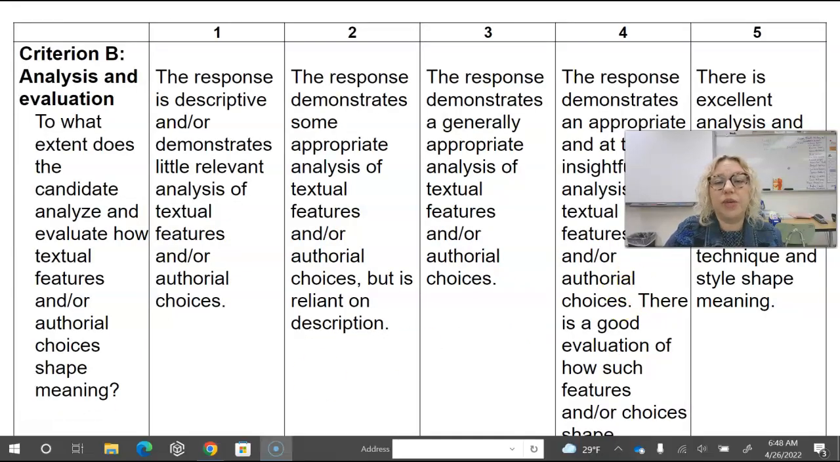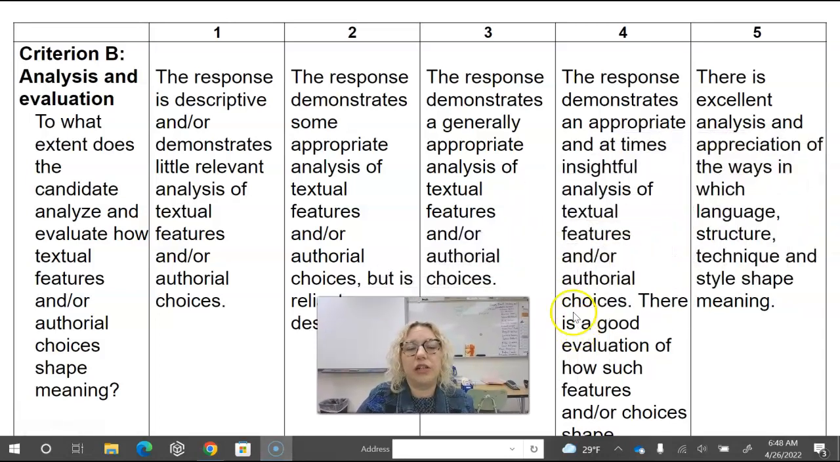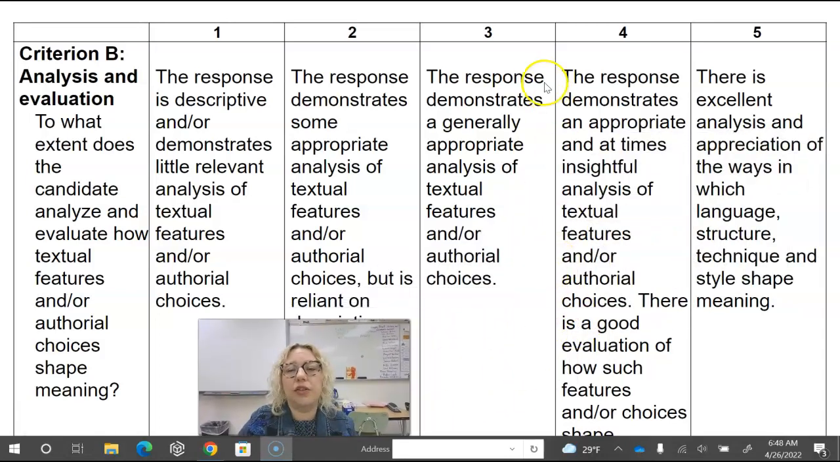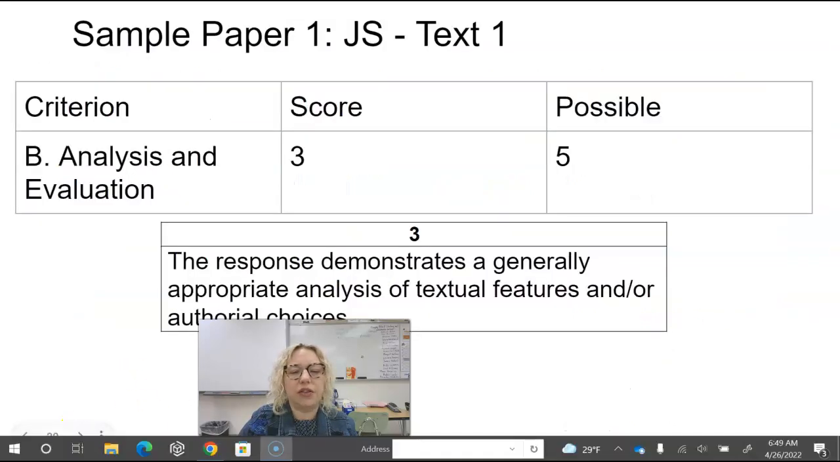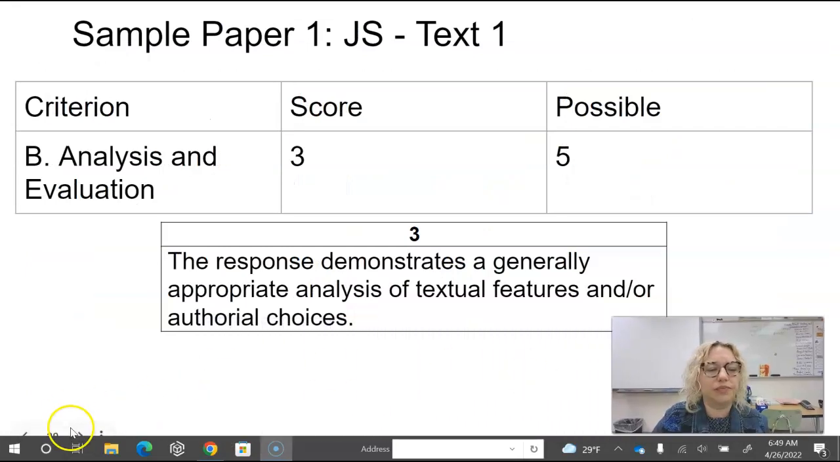All right, for criterion B, this is analysis and evaluation. In order to score higher than a 3, which is the response demonstrates a generally appropriate analysis of textual features and authorial choices, we have to have at times insightful analysis, good evaluation of how such features and or choices shape meaning. That's cut off there. A 5 is excellent analysis and appreciation of the ways in which language, structure, technique, and style shape meaning. Here is what the assessors gave her. They gave her a 3 for that one.